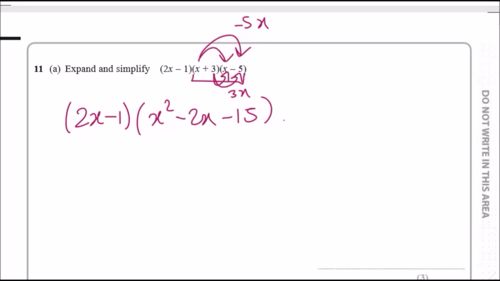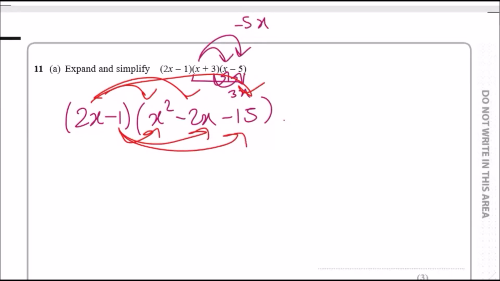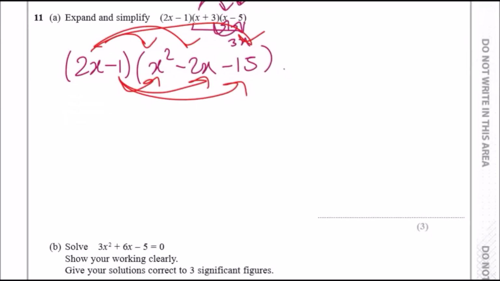Next, and I'm going to change the color of my pen, we're going to use FOIL on the next bit. So 2x with x squared, with 2x and then 15, and then do the same thing with 1 with the other 3. So that's literally it. This is literally the extended FOIL method.